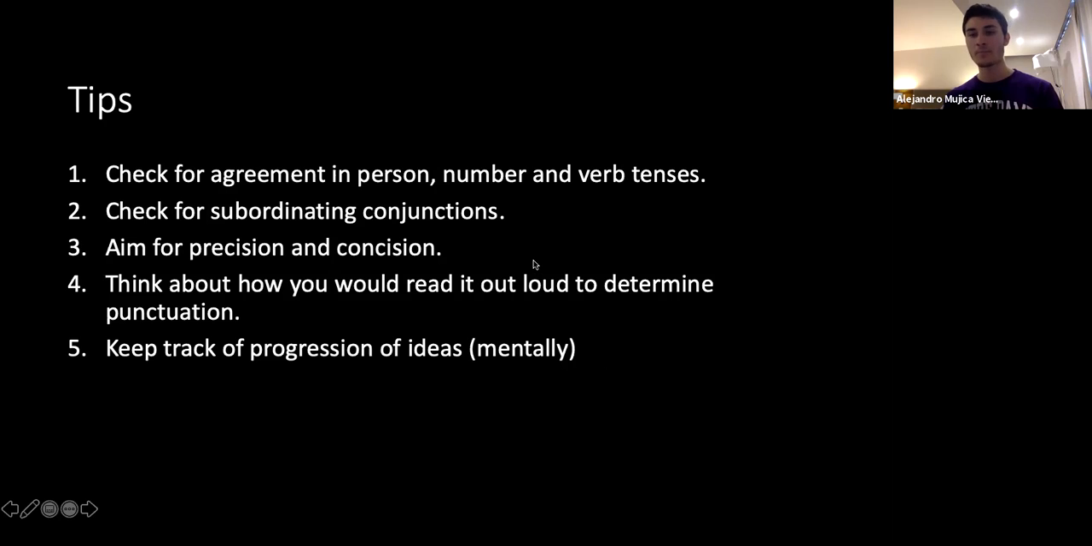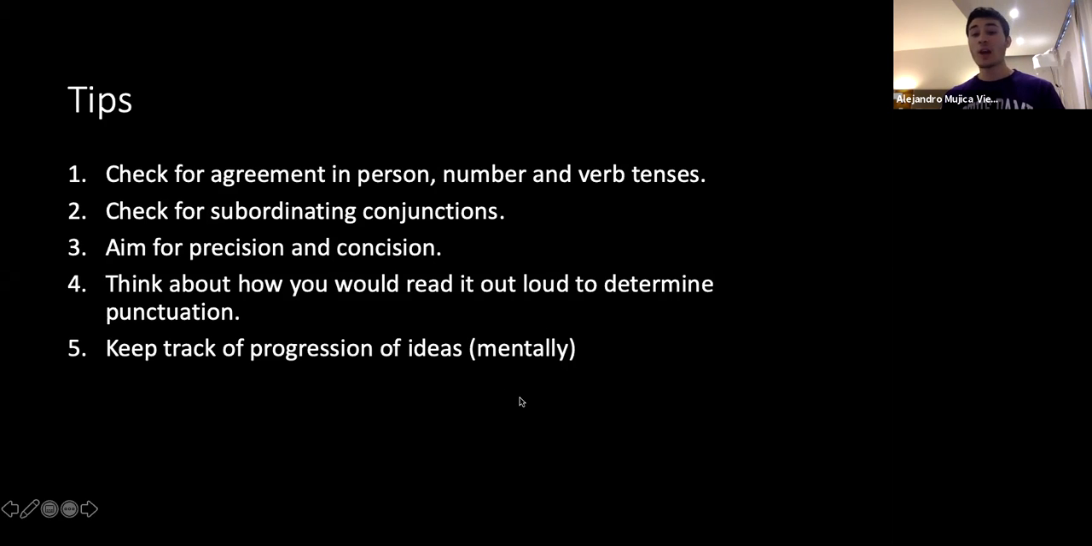So keep in mind, when you have 2 answers from which you can't decide, just think about which one's the most precise, which one's the most concise, and that could help you break the tie. Number 4, think about how you'd read it out loud to determine punctuation. This is something that I do a lot when I'm writing myself, to know how I would punctuate something. Think about how you'd say it out loud when thinking if it's going to take a comma or a period or a colon. And yeah, this is just a little rule of thumb that I do.